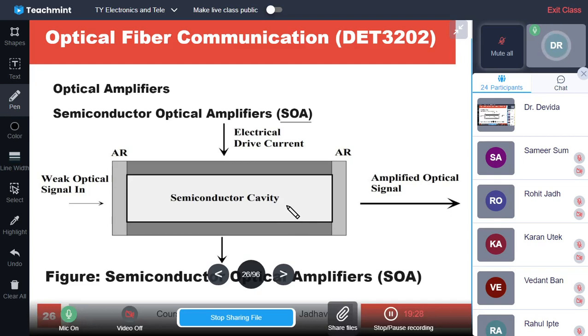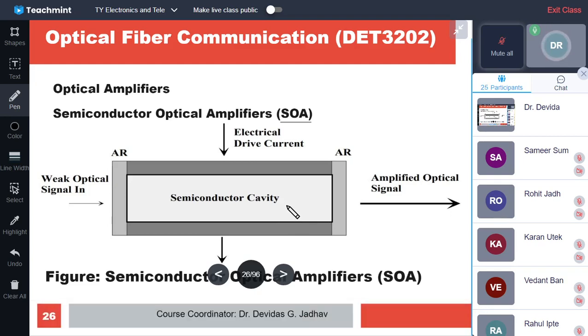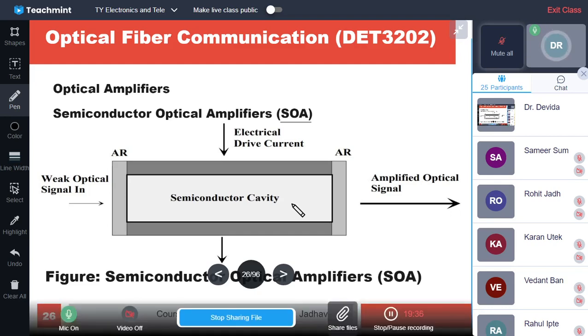Population inversion means what? In normal thermal equilibrium, the number of high state atoms is very less compared to the number of low state atoms. But in population inversion, external energy is pumped, like electrical drive current or optical current. Here the electrical drive current is used for this amplifier, so SOA is running on electrical pumping. SOA can work on a purely optical signal also. Pumping is also optical.